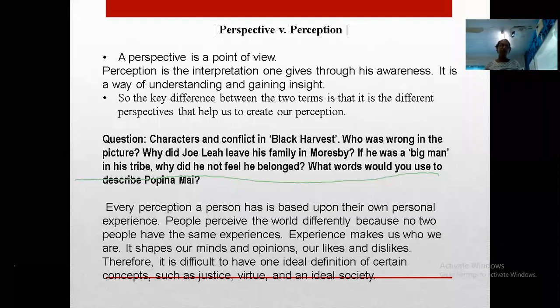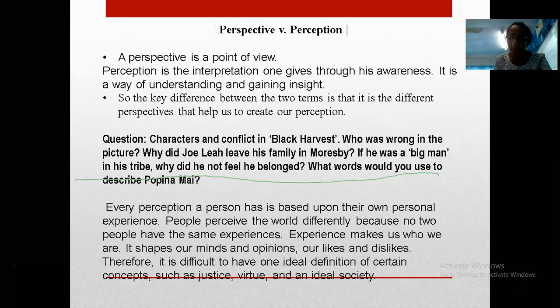Now think to the character or the conflict in the Black Harvest documentary that you viewed. I asked this question several times, not many people answered. Who was in the wrong in the picture, the visual text? Was it the lead character, Jolay? Was it Popinamai, his guardian or the old man? Or was it the entire tribe's people? Whatever your response to this question, it's influenced by your background or your own personal awareness, what you know, what you do not know, and what others have influenced you to say.